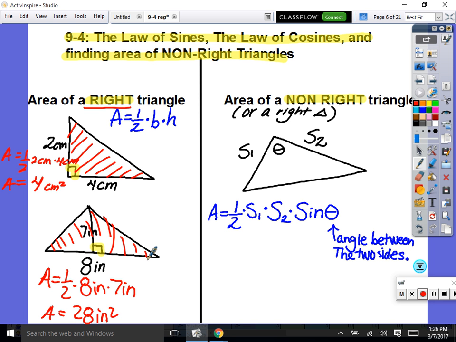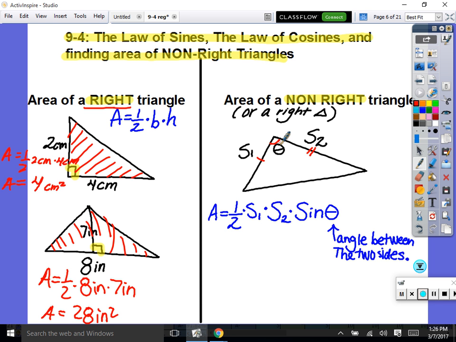So to find the area of a non-right triangle, you take one of the sides and the other side, and you have to have the angle in between those two sides. And if you do, you can find the area. So you would do 1/2 times one of the sides times the other side times the sine of the angle in between. It has to be the angle in between the two sides. Does everybody understand? Has to be. Can't be a different angle. Then that's all you do. Plug it in.